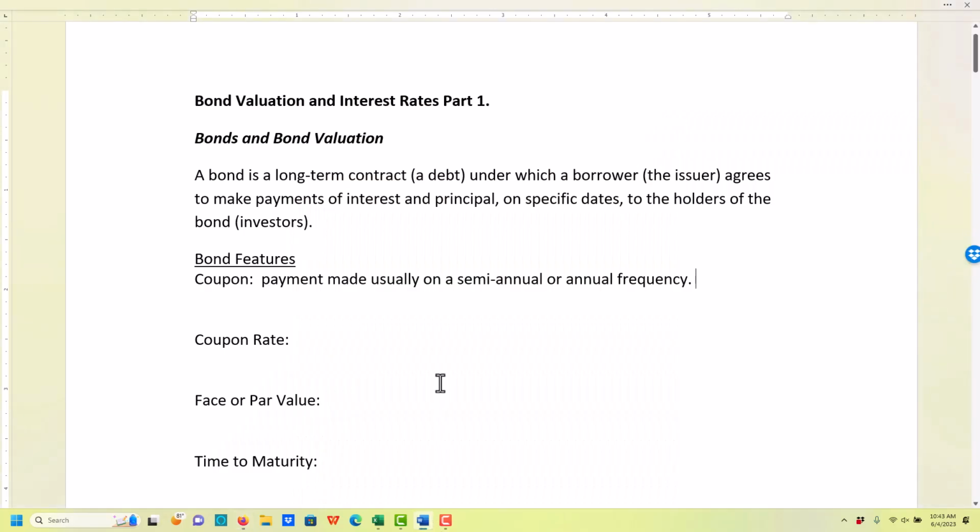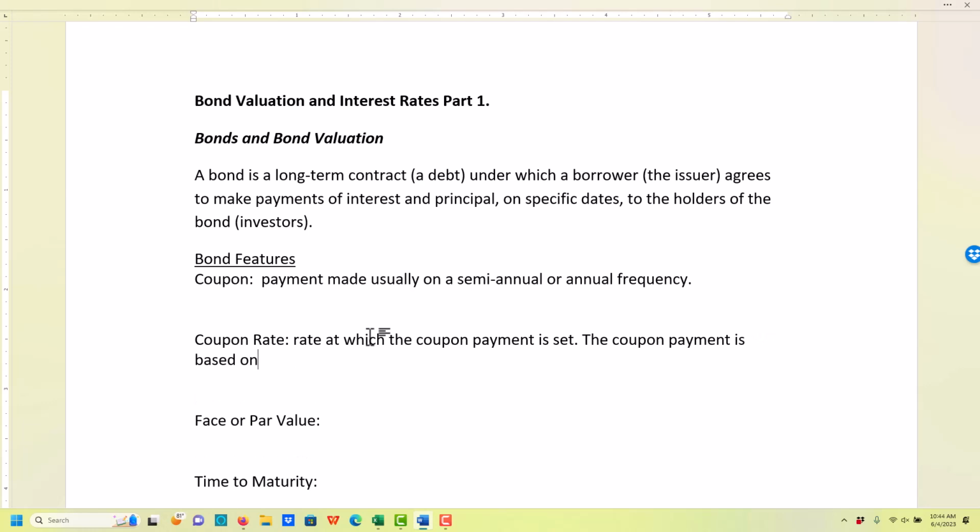So that's why we call it a coupon bond, even though today you don't actually get physical copies in most cases of the bond. They're actually traded electronically, and so you don't have the bond, but we'll talk about that more later in another lecture. The coupon rate is the rate at which the bond payment is set. The coupon payment is based on the face value of the bond and the coupon rate.